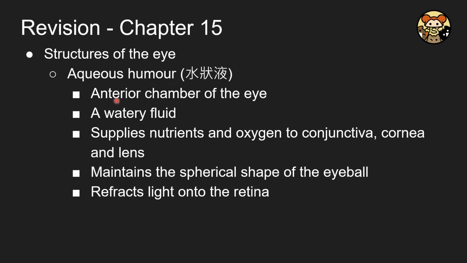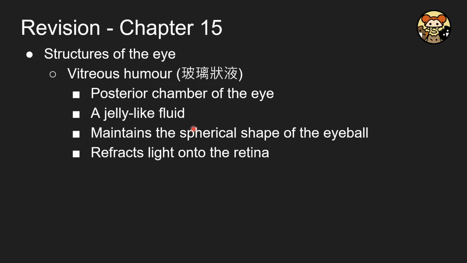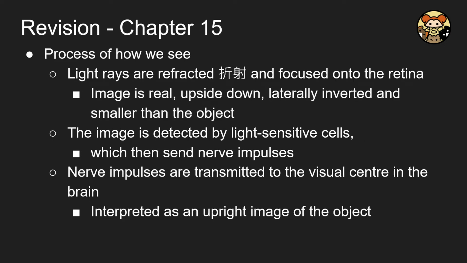The first one is the aqueous humor, in the front part of your eye, and it is to maintain the shape. And similarly, there is another type of humor, the vitreous humor, and it is also to maintain the shape of your eyeball. And this is how we see.